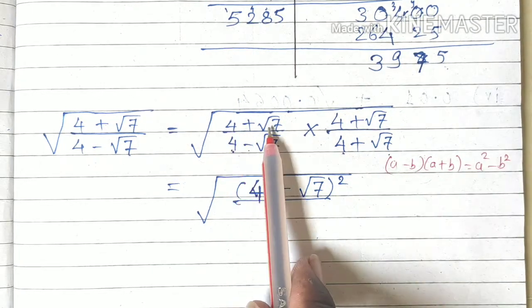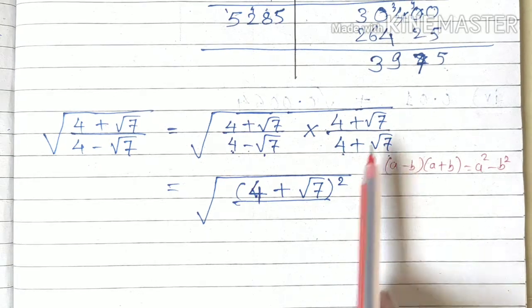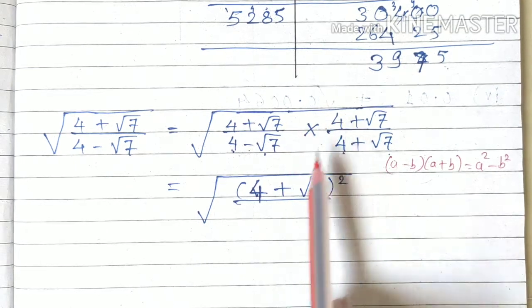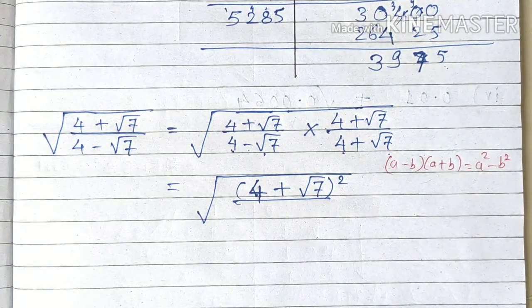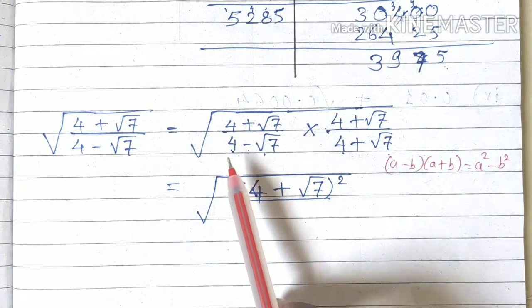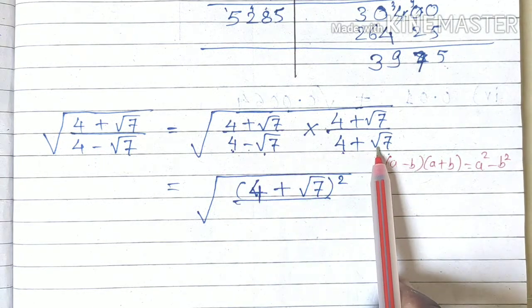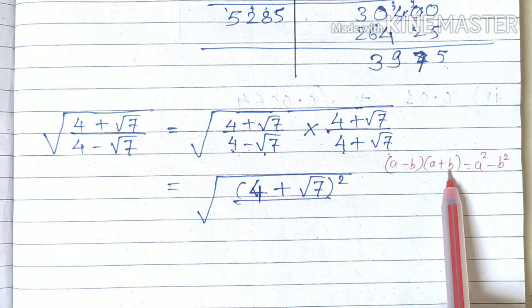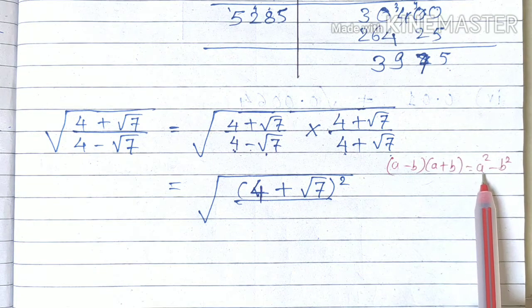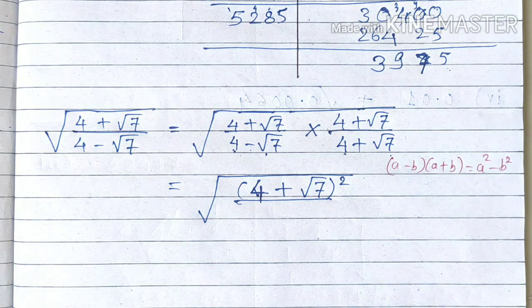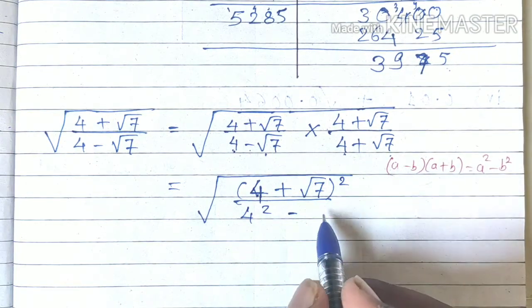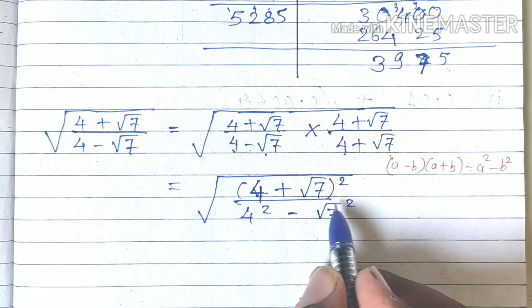Now 4 plus root 7 multiplied by 4 plus root 7 becomes (4 plus root 7) whole square. Two times is there, that means one pair is completed. Then in the denominator, (4 minus root 7)(4 plus root 7) is the (a minus b)(a plus b) identity. Okay, so it becomes a square minus b square. Here a is 4, so we can write 4 square minus root of 7 square.